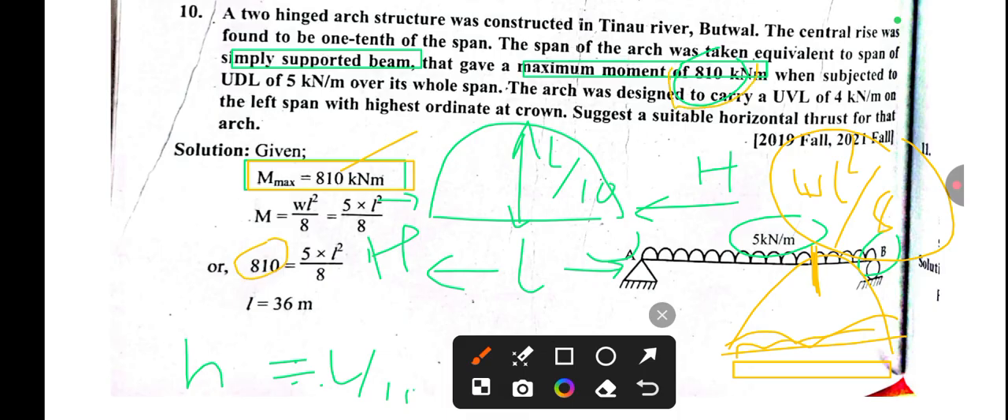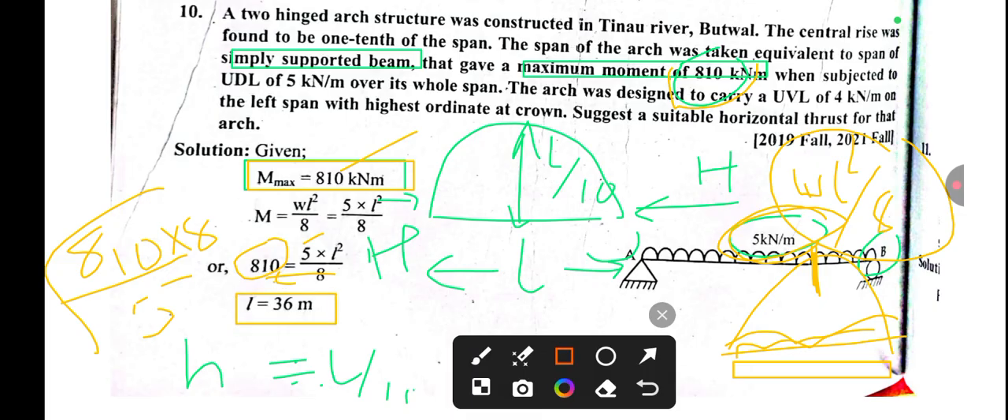The value of M is 810 and W, this UDL, is 5 kilonewton, so 5. L is not given in the question, so we have to find L by WL square by 8. So we have to cross multiply this and divide by 5. So 810 into 8 divided by 5. This is L square, so we need to take the root of the value. After that you will get L equals 36 meter.